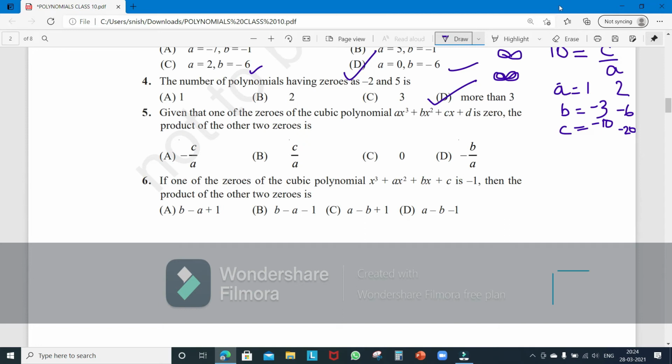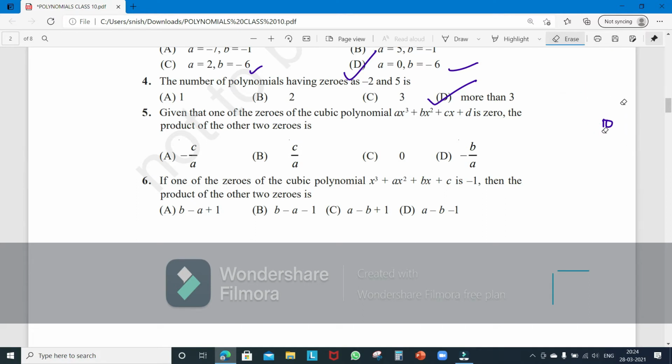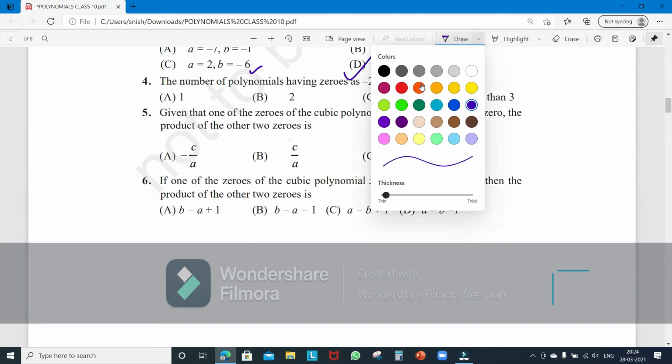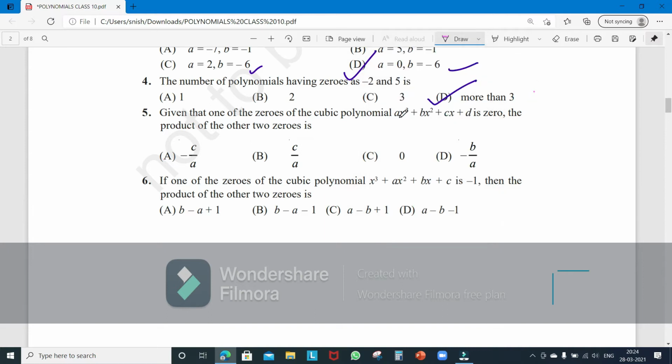So the fifth question, let's clear out some space. Given that one of the zeros of this polynomial is 0, then the product of the other two zeros is. So we have to find the product of the other two zeros.